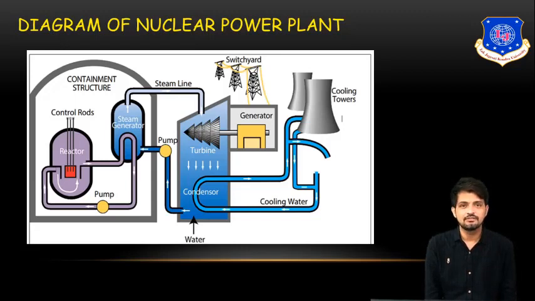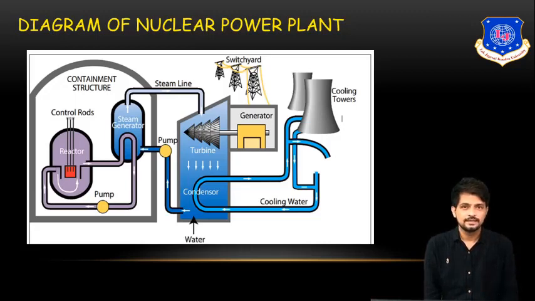Then this steam is given to the turbine, and the steam is used to rotate the turbine. The turbine starts rotating and mechanical energy is produced. This mechanical energy is given to the generator, that is the alternator, in which we convert the mechanical energy of the turbine into electrical energy. And that is given to the switchyard and power distribution lines.